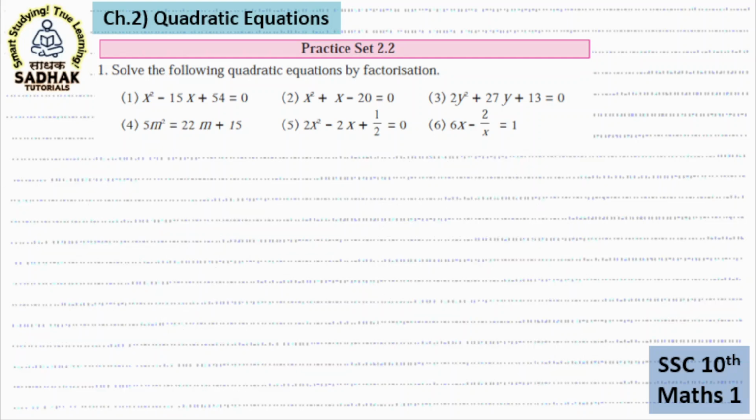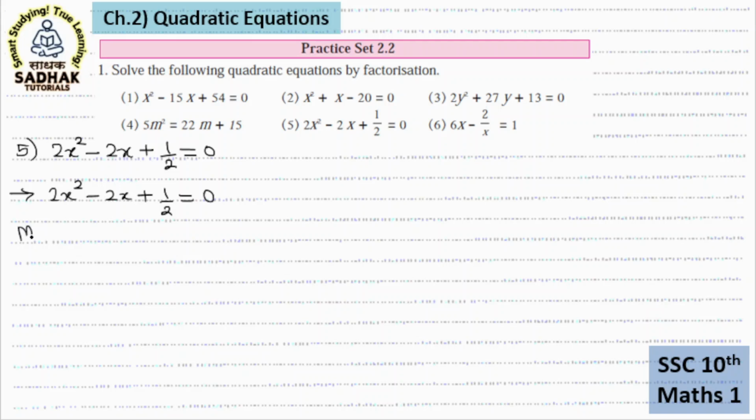So now we are solving sum number 5 from practice set 2.2, question number 1. Okay, so this sum is 2x square minus 2x plus 1 upon 2 is equal to 0. So here we can see that in the third term we are having a fraction. Okay, so we have to first deal with this fraction, we have to remove the fraction.